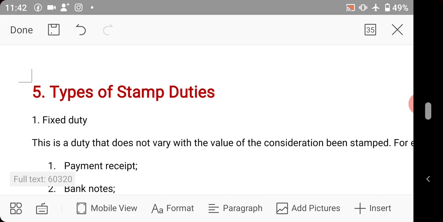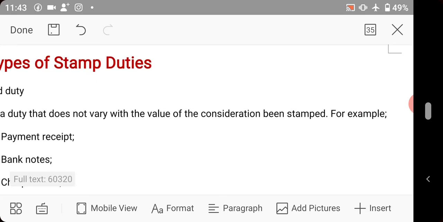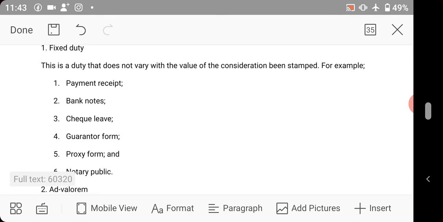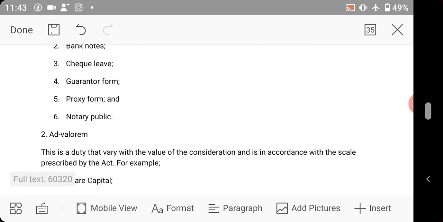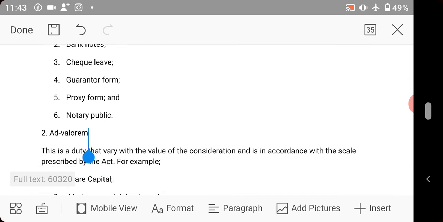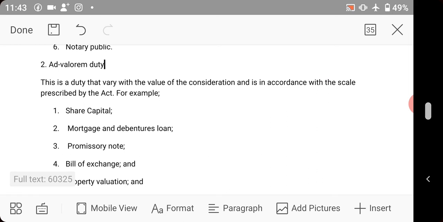Types of stamp duty. We now have fixed duty. This is a duty that does not vary with the value of the consideration being stamped. So fixed duties are duties that have a flat rate against all the consideration of the transaction document. You understand? It has a flat rate against all the consideration of the instrument. Examples are payment receipt, bank notes, cheque leaf, guarantor form, proxy form, notary public. Ad valorem duty. This is a duty that varies with the value of the consideration and is in accordance with the scale prescribed by the Act.